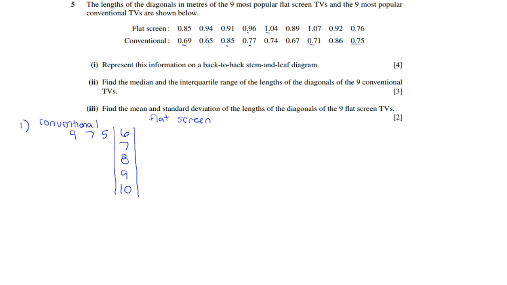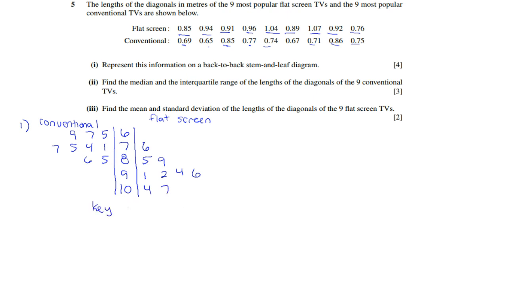Is going to be 0.65, and then 0.67 and 0.69, and then I got 0.71 and 0.74 and 0.75 and 0.77. And then I take a look and I see another 8, so 0.85 and 0.86. And that takes care of conventional. So now I start with the flat screen. The smallest number is 0.76, and then I got 0.85 and 0.89. And then I've got 0.91, 0.92, 0.94, 0.96. And then the 2 larger ones, I've got 10.4 and 10.7, if you will.